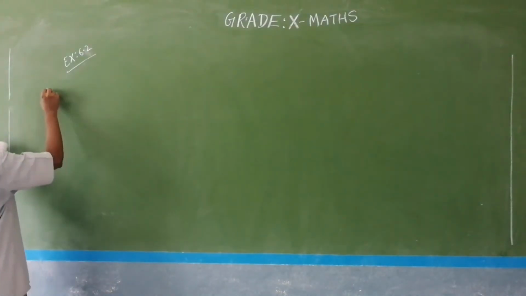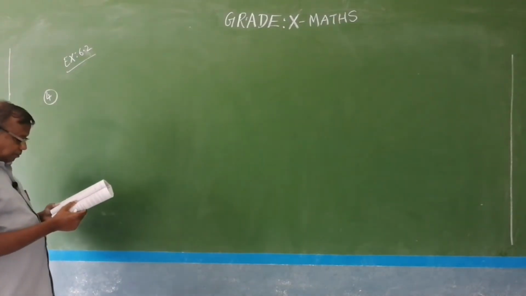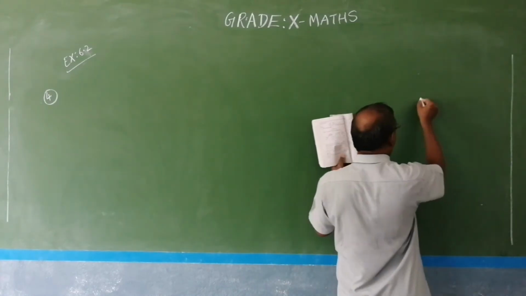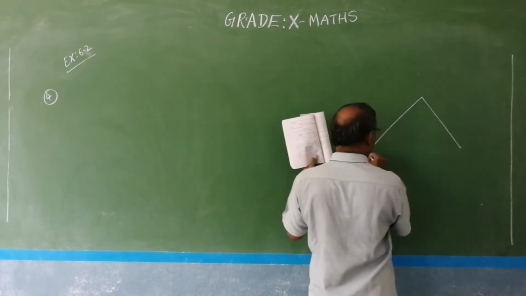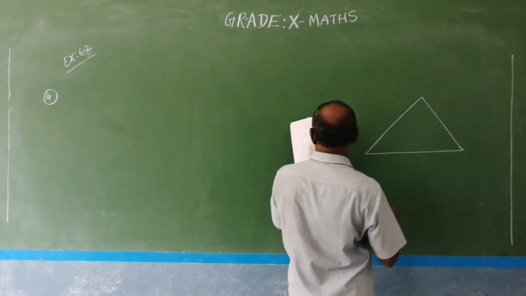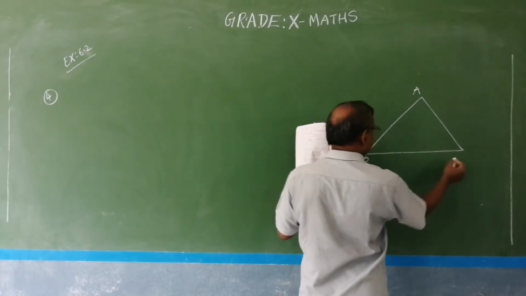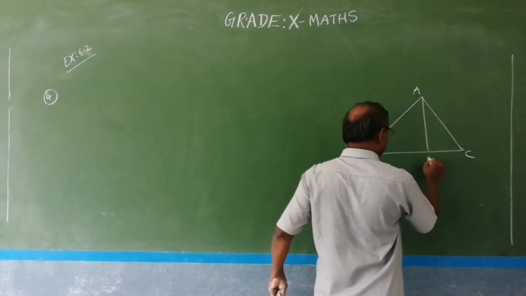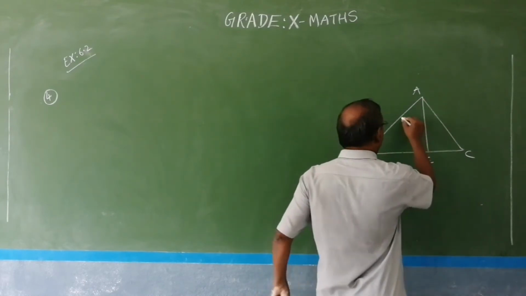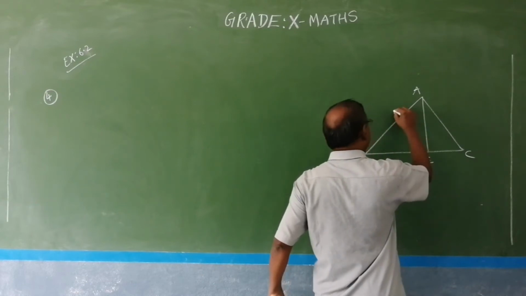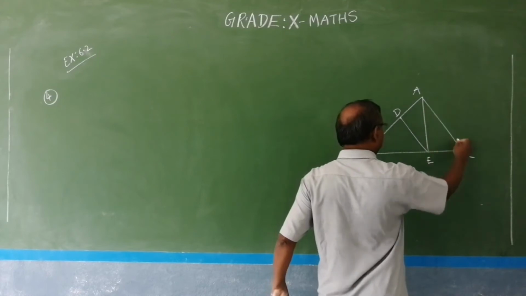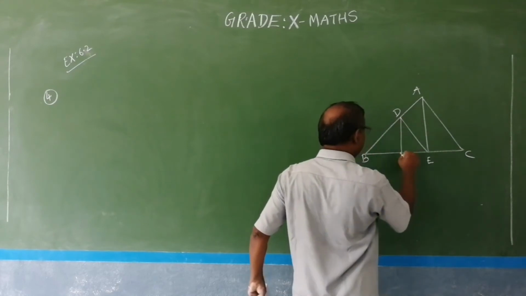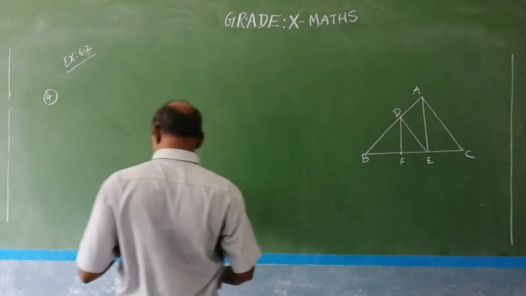Question number 4. In the diagram, they are given diagram 6.19. So let us draw the diagram first. ABC is a bigger triangle in which they join AE, and there is a point D on the side AB such that DE parallel to AC, and there is another point F here such that DF parallel to AE. So they are given in the problem also.